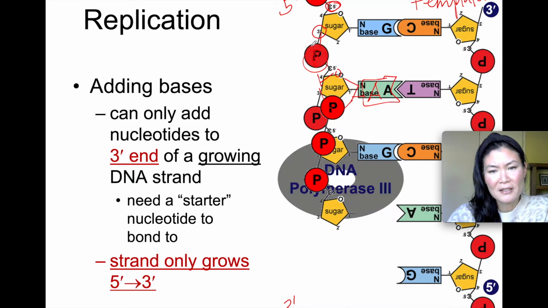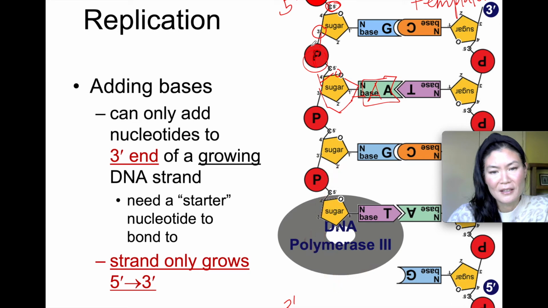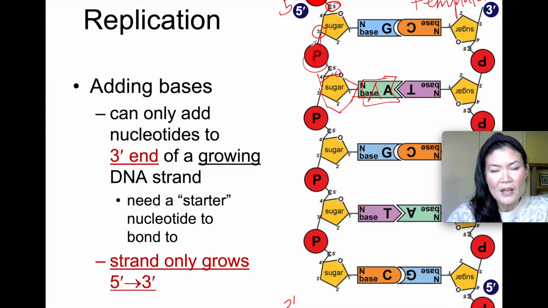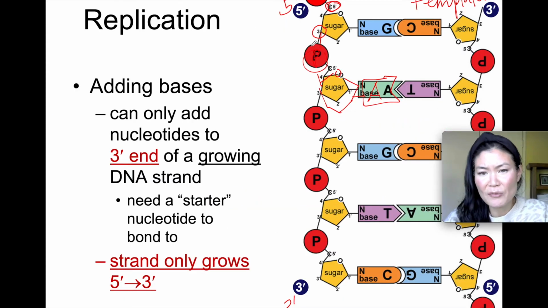There's thymine. Okay, and then there's cytosine. Okay? So that's one of the limitations with DNA polymerase, is that I can only add to the 3' end. And it's going to cause some difficulty when we are dealing with the replication forks.